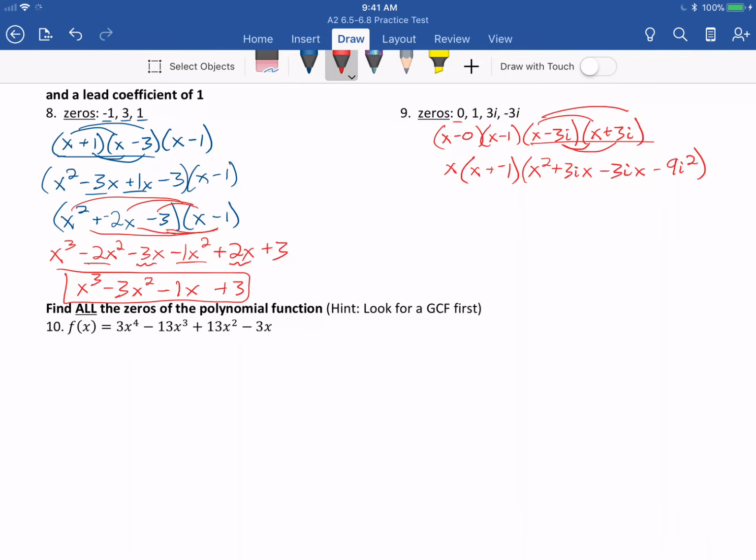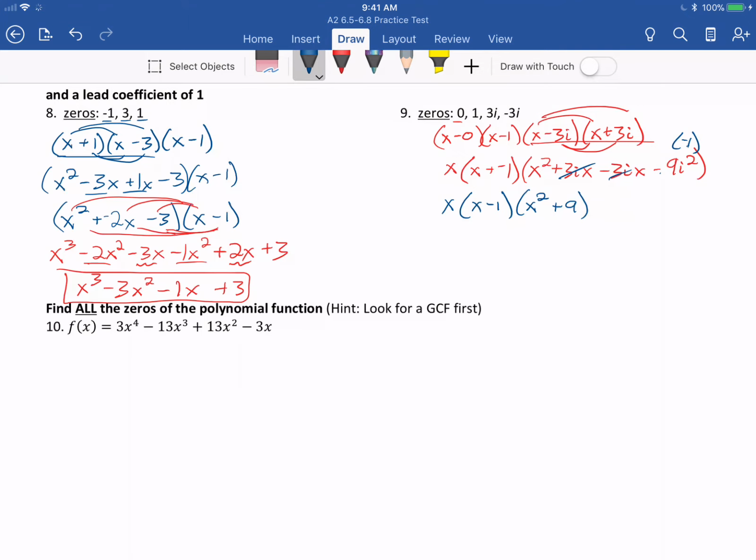Okay, and remember, what do we always plug in for i squared? We plug in negative 1. So now I have x minus 1, and then I have x squared. Notice that these ix's cancel out. That's why we do those first. And then negative 9 times negative 1 is positive 9.